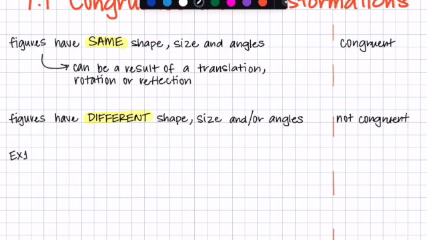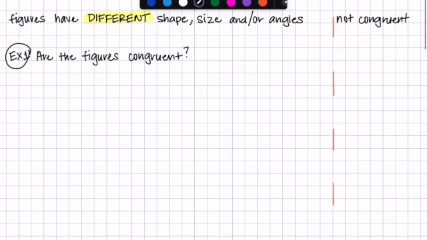You're going to be given a couple of different shapes, and then you get to decide, are the figures congruent or are they not? And if they're not congruent, how come? Is it they have a different shape? Is it that they have a different size? Or is it that they've got different angles? So here's your first one, A. Go ahead and draw these out with me.